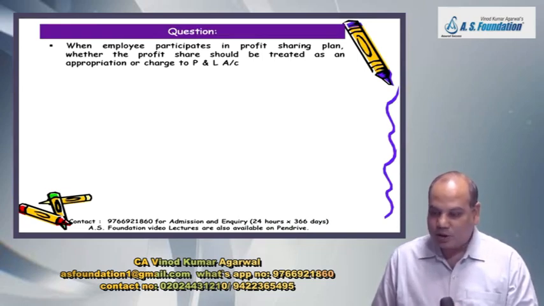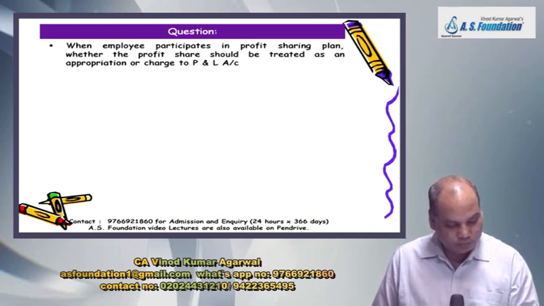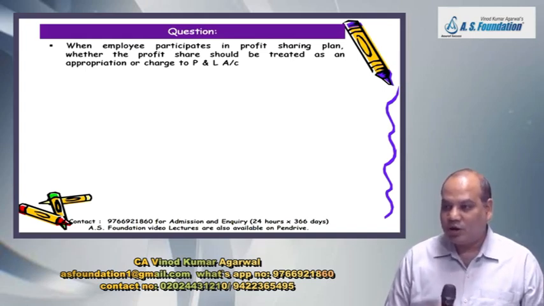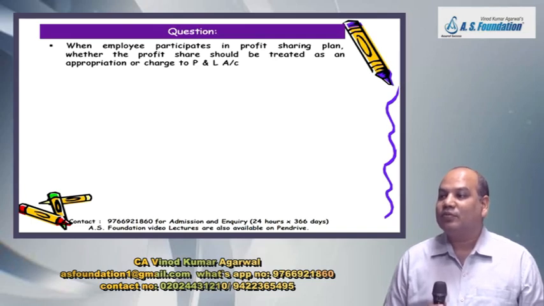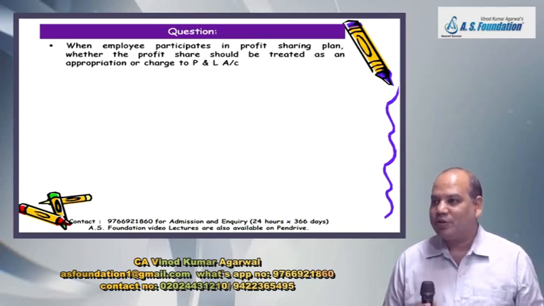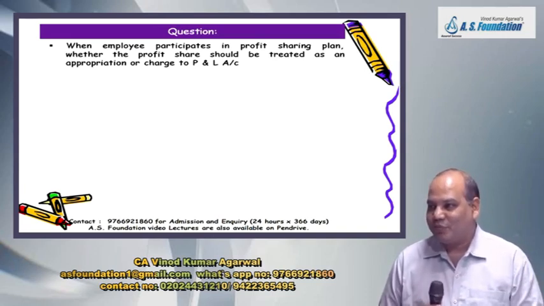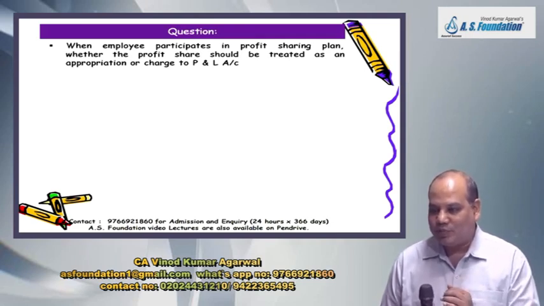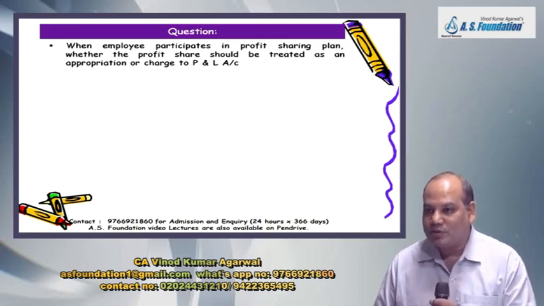Whether employee participation in profit sharing and bonus plan will be treated as an appropriation or will be treated as a charge to the P&L account. Appropriation or charge? Option A, option B. MCQ question. Payment made to employee in a profit sharing plan is dash. Option A, appropriation. Option B, charge to P&L account.